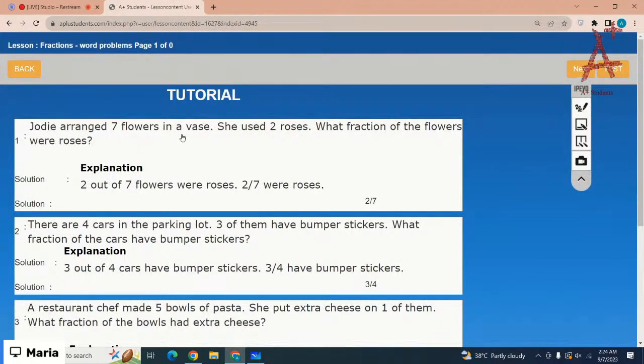Jody arranged 7 flowers in a vase. She used 2 roses. What fraction of the flowers were roses, right? So you can see the total flowers are 7, right? Out of 7, just 2 of them are roses. So you can say 2 out of 7 were roses. The correct option is 2 out of 7.